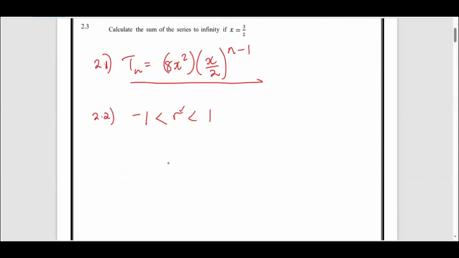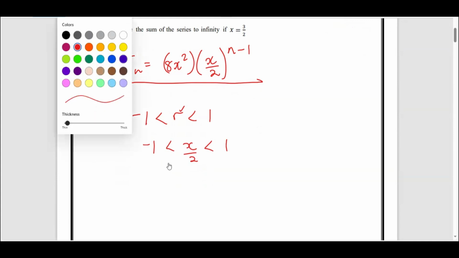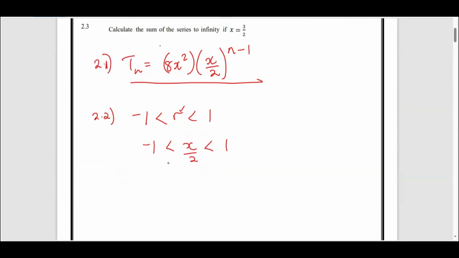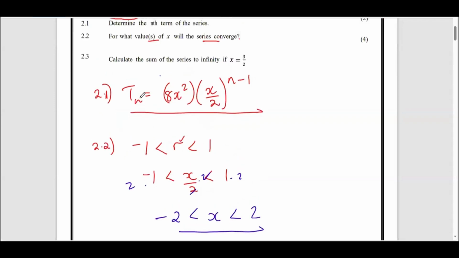Okay, so it's -1 < x/2 < 1. And then we need to just get rid of whatever is around the x and leave the x in the middle section. So I'll multiply through by 2, times 2 and times 2. These 2s cancel. That's all. I'll have -2 < x < 2. So these will be the values for which the series will converge.